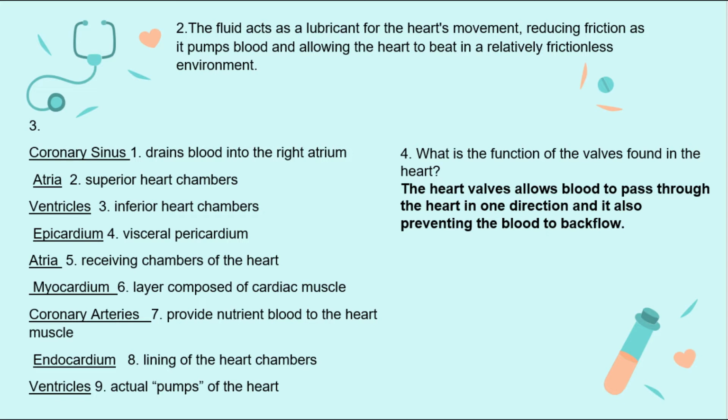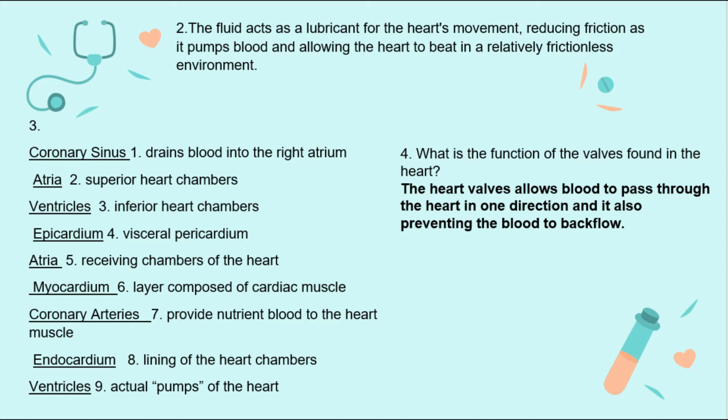For number 3, it contains 9 items. For number 1, drains blood into the right atrium, our answer is coronary sinus. For number 2, superior heart chambers, our answer is atria. For number 3, inferior heart chambers, our answer is ventricles. For number 4, visceral pericardium, our answer is epicardium. For number 5, receiving chambers of the heart, our answer is atria.